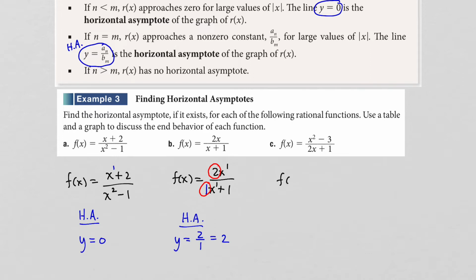And for the third function, we have f of x equals x squared minus 3 divided by 2x plus 1. Again, keep in mind that 2x is the same as 2x to the 1. And so here we have the degree of the numerator is larger than the degree of the denominator. And in this case, there is no horizontal asymptote. Okay? And all of these were summarized up above here. All right? But this is the practical application of that.